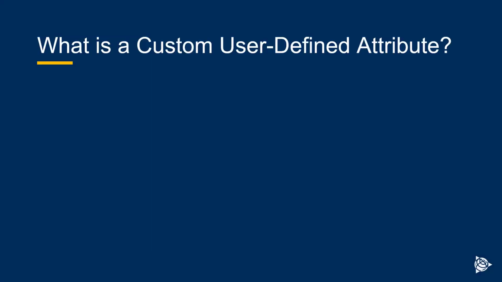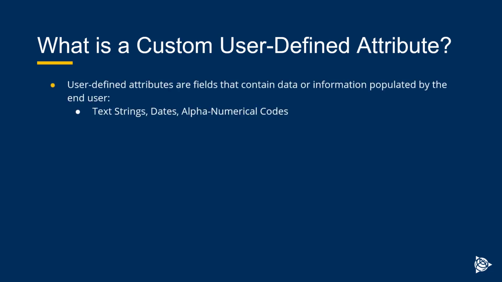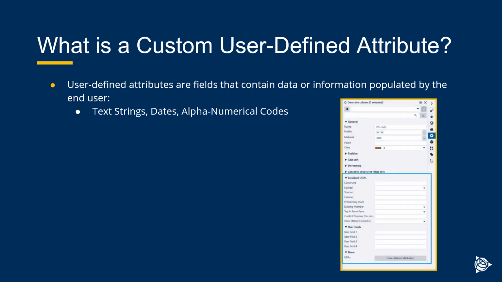Okay, what is a custom user-defined attribute? Well, a user-defined attribute, those are fields that contain data or information populated by you, the user. They are not template attributes. Template attributes would be like a name or a profile or material. These attributes you can place any information on.